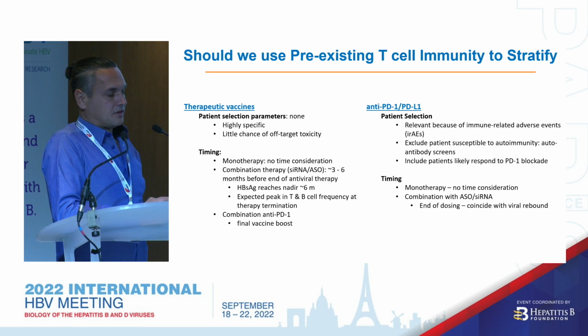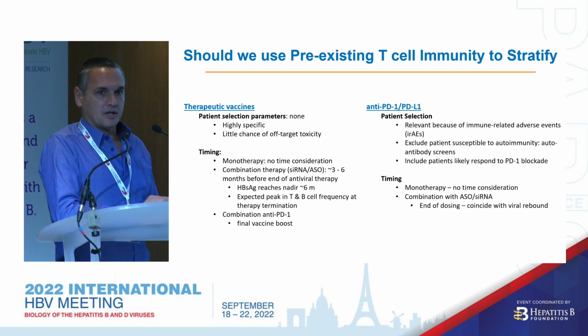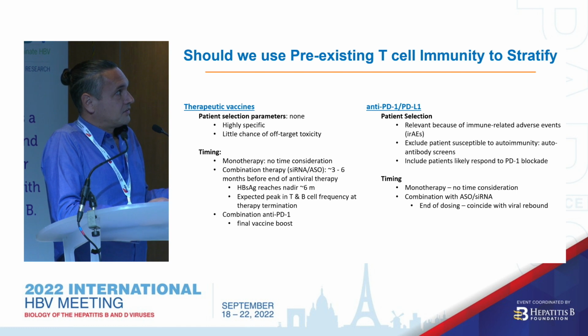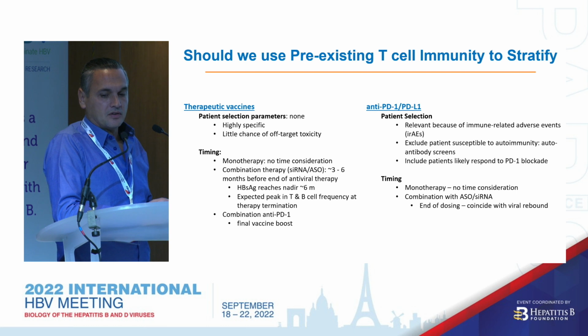And so moving to these patients with checkpoint inhibitors, this becomes more relevant because here patient selection should factor into who's going to get the therapy, because of immune-related adverse events. The idea would be to exclude patients that are susceptible to autoimmunity, and right now they do autoantibody screens, but really try to include or enrich for patients that are going to respond to PD-1 blockade.